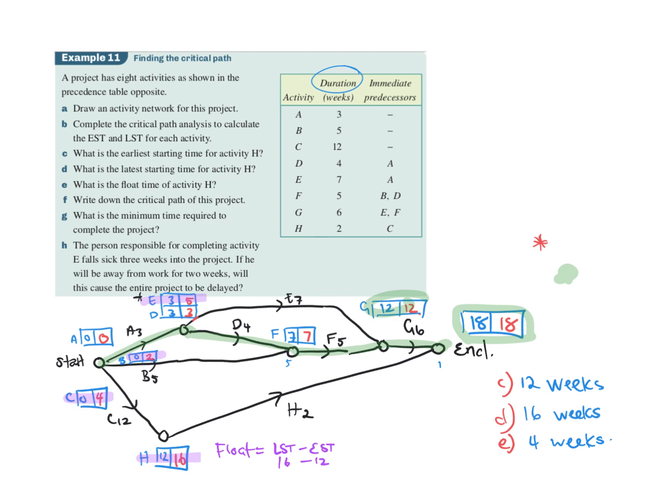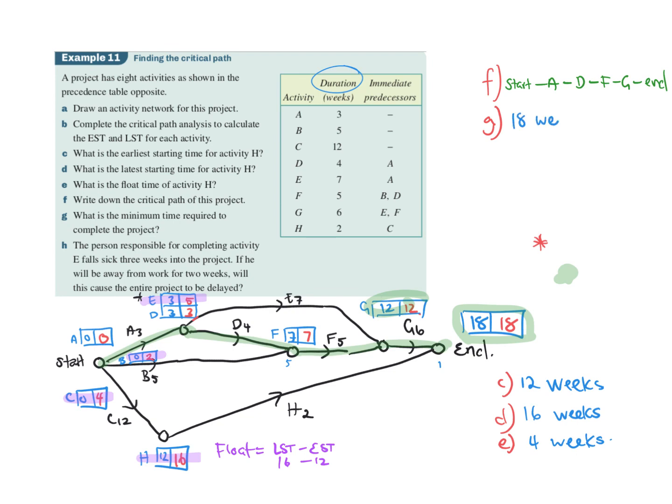And, sorry, running out of room, so I'll go up the top here. Question F. Write down the critical path. So I've already done it in green. So I'm going to say start, then we went to A, we went to D, we went to F, we went to G, and we went to the end. So there's our critical path. What is the minimum time to complete this project? So that's what I say when we get to the end. So what was this one? 18 what?